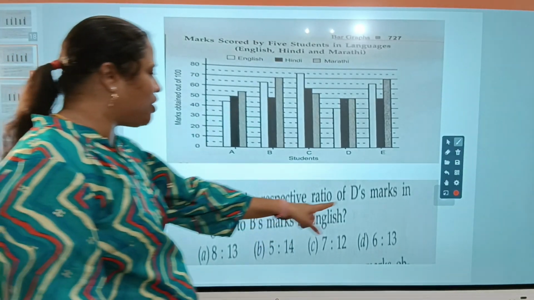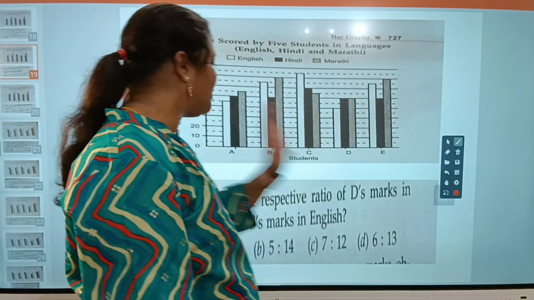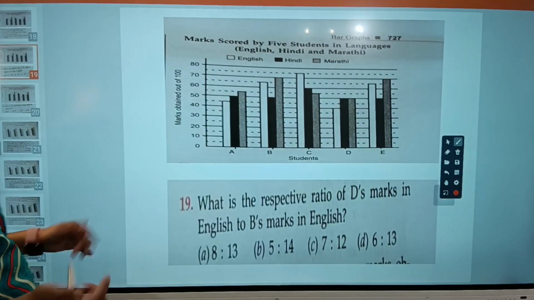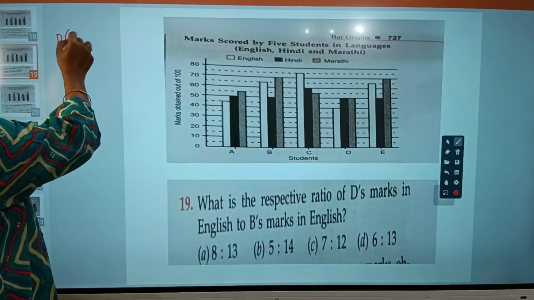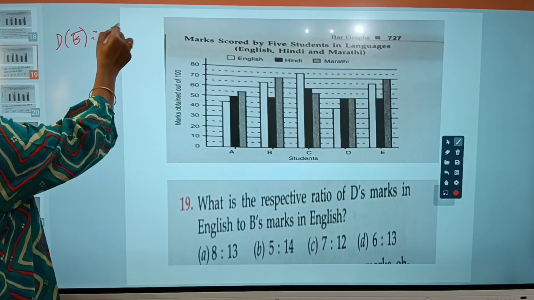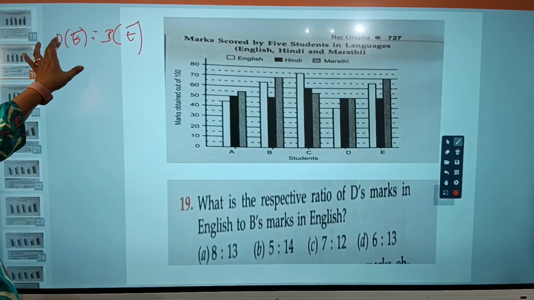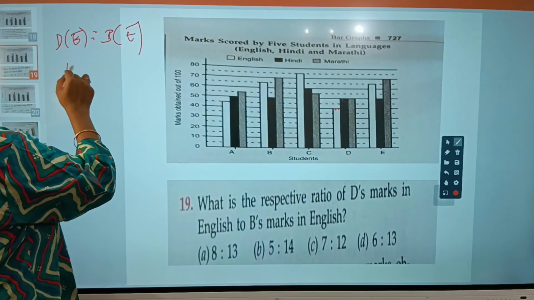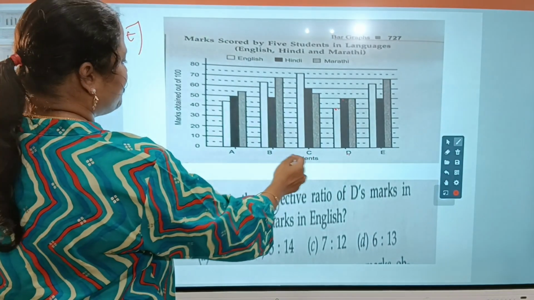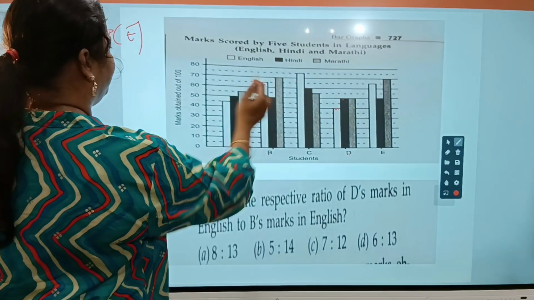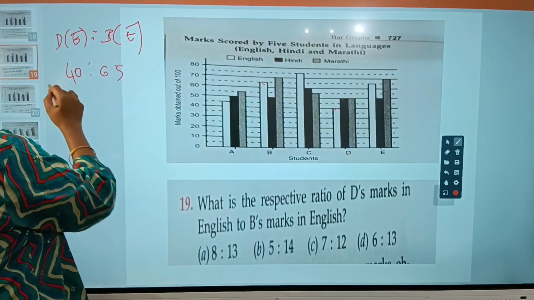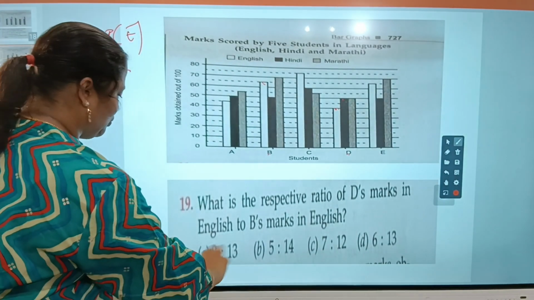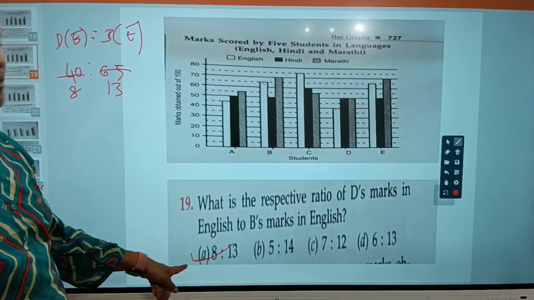What is the respective ratio of D's marks in English to B's marks in English? So in English we have to calculate who is good. Okay, D's marks in English to B's marks in English we have to make. D's marks in English is 40 and B's marks in English is 65. So 5 8s are 40, 5 13s are 65. The ratio is 8:13. A is the answer.